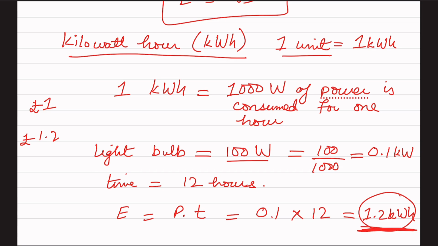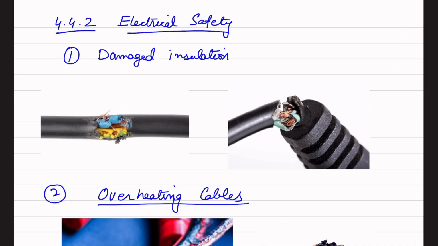Now we'll move on to section number 2, that is about electrical safety. Here I have a couple of examples of damaged insulation. As you can see over here in this area, the insulation, the rubber of the wire, has been damaged, and there are some naked wires that you can see from here. So if you touch it, you will receive an electric shock.